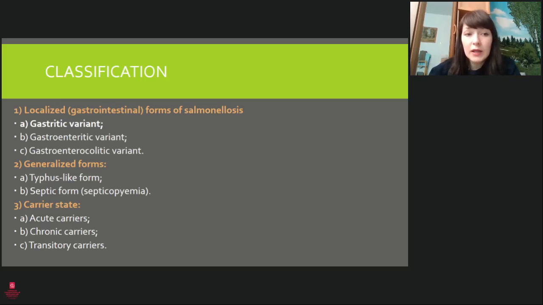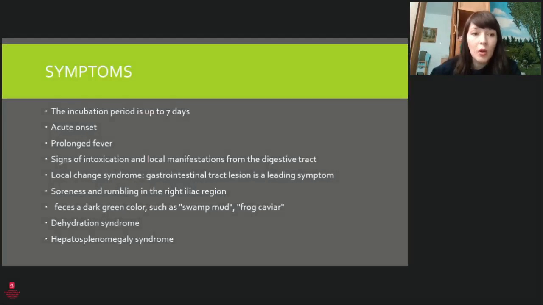Classification. There are localized forms of salmonellosis and generalized forms. Localized forms are the gastritic variant, in cases when there is only vomiting in the clinical picture, the gastroenteritic variant, when we have stomach and enteric damage, and the gastroenterocolitic variant. Generalized forms are typhus-like and septic forms. There is a carrier state, such as acute carriers, chronic carriers, and transitory carriers, depending on the duration of carriage.